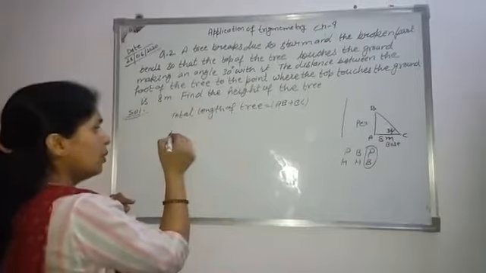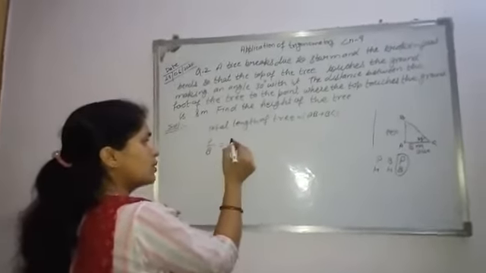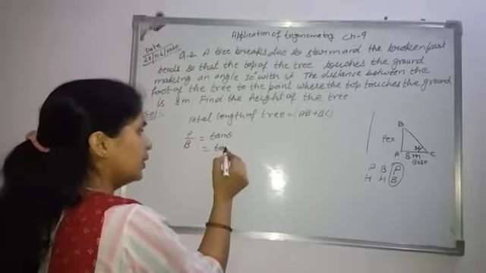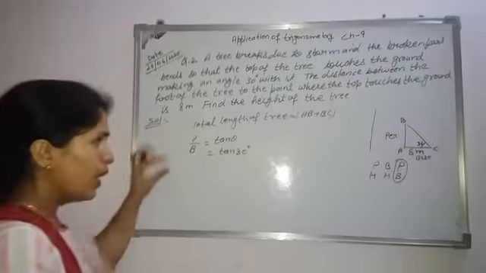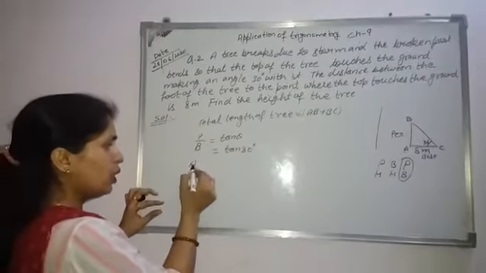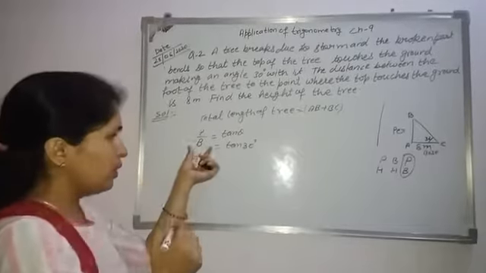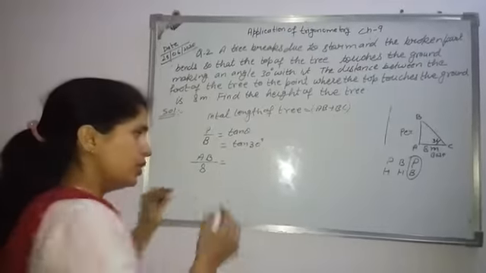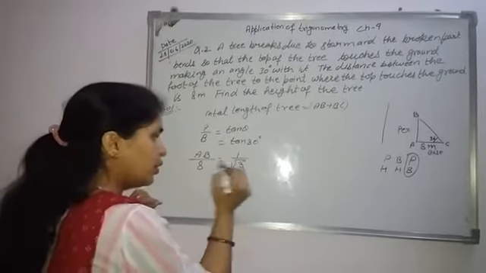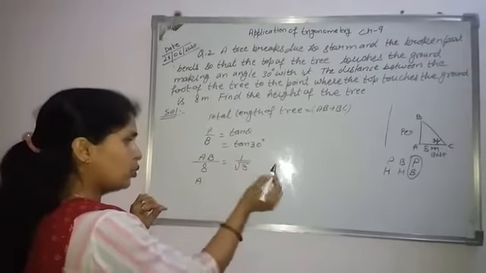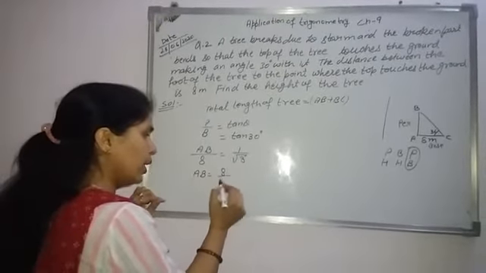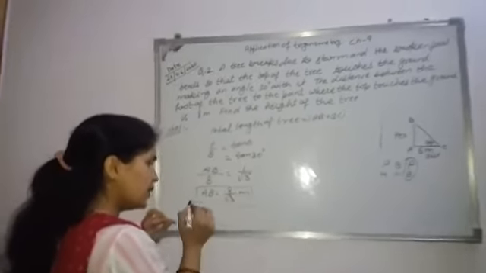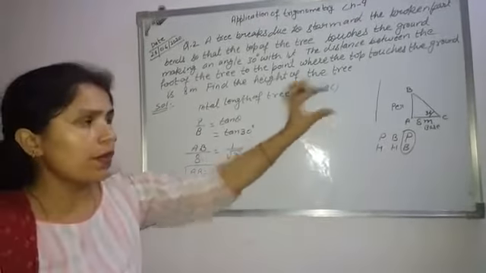Now if we consider P divided by B, what is this ratio? Tangent theta. And here what is theta? Theta is 30 degrees. So tangent 30 degrees. The perpendicular value we want to find out. Perpendicular is AB divided by base, which is 8, equal to tangent 30. Now what is the value of tangent 30? Tangent 30 value is 1 divided by root 3. So when we take 8 to the right hand side, AB will be equal to 8 divided by root 3, and the unit is meter. So this is the length of this perpendicular.